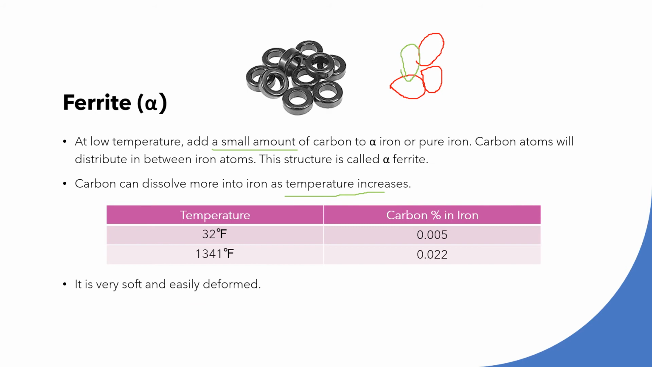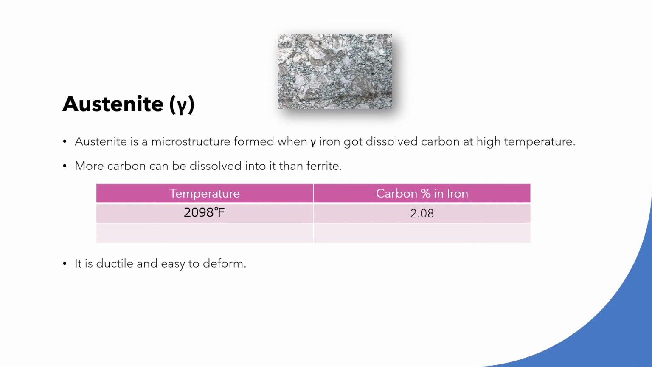I'm going to erase this for you. Austenite. I want to go back to this. Okay, I got it. Austenite, we call it gamma iron. So here you can see that's the austenite, and see the little boundary here.